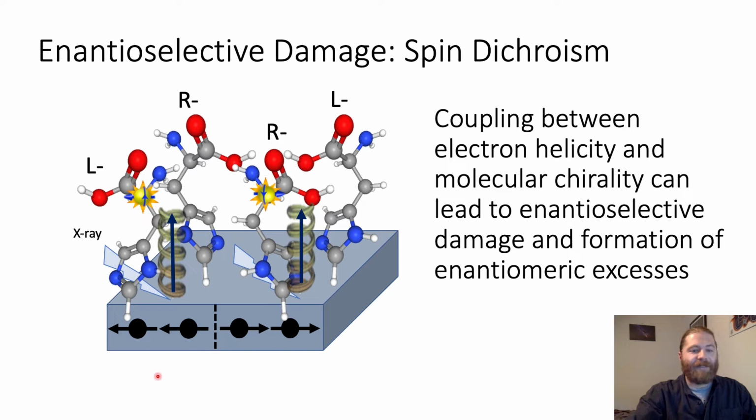Here the idea is that we have some sort of ionizing radiation come in. In these experiments we use X-rays. They excite secondary electrons from the surface, which then are ejected out and can interact with adsorbed molecules. Depending on the magnetization direction of that substrate, you can have either positive or negative helicity spin polarized electrons, and these may interact differently with the L or the D enantiomers.